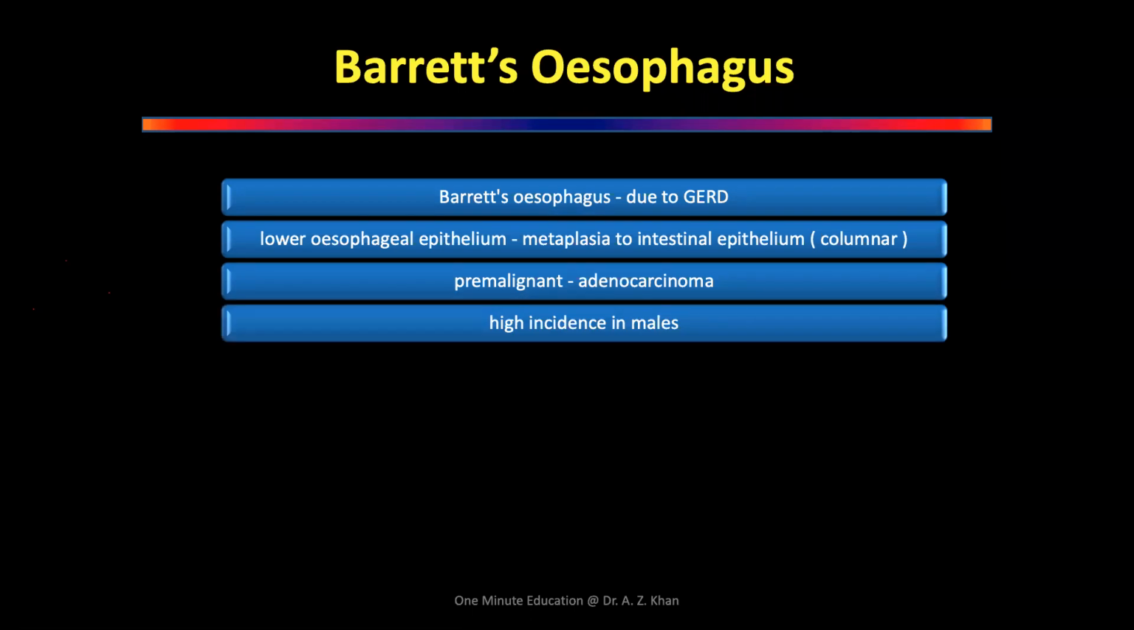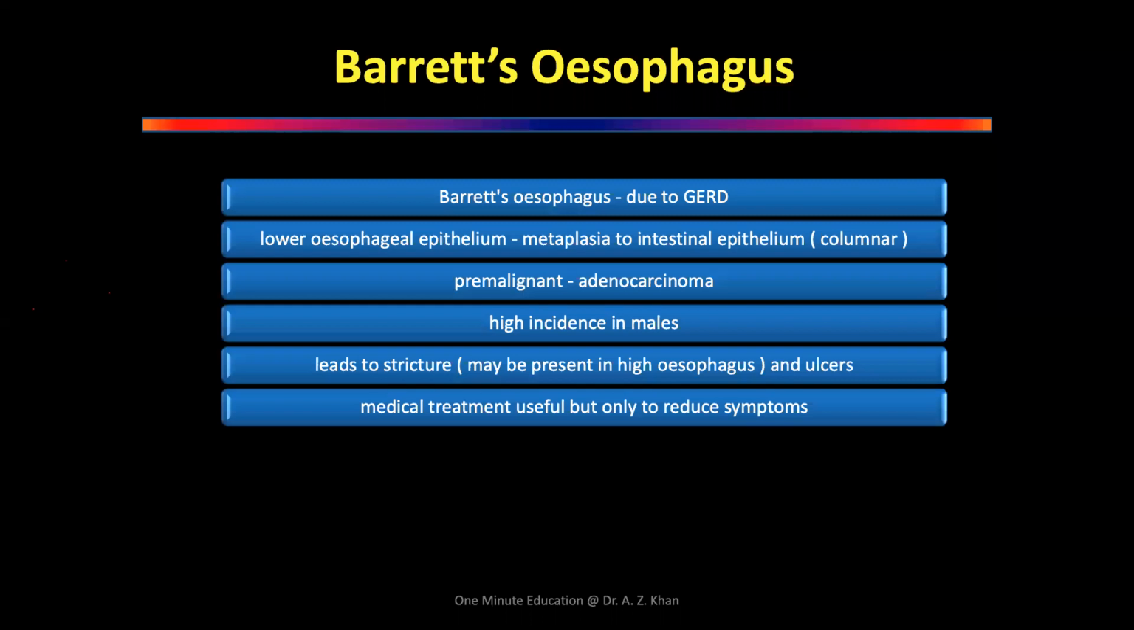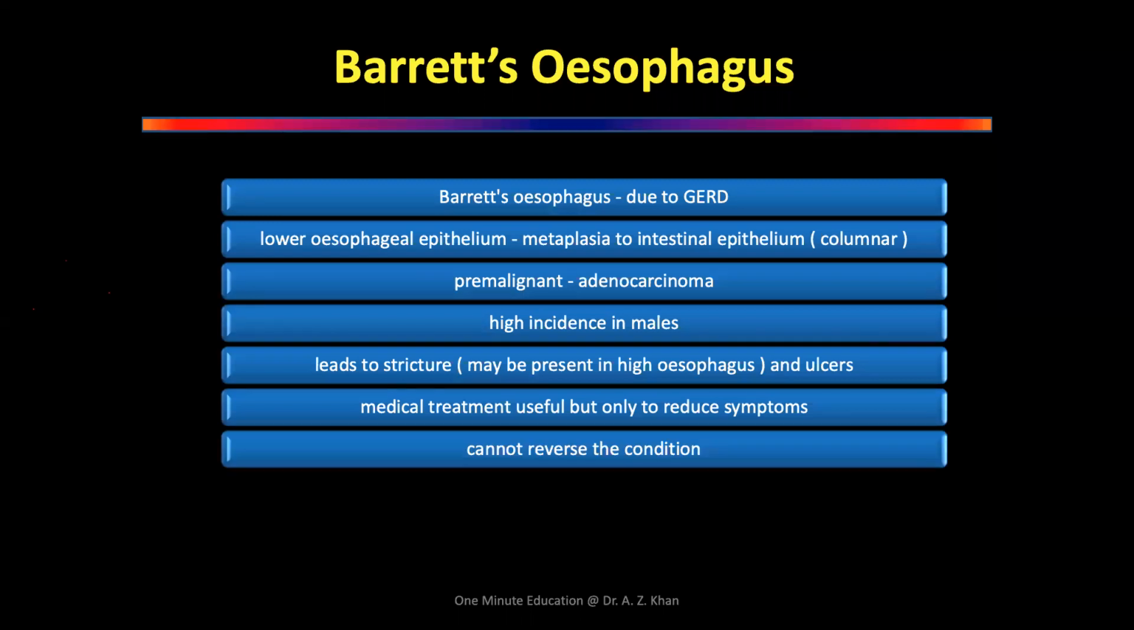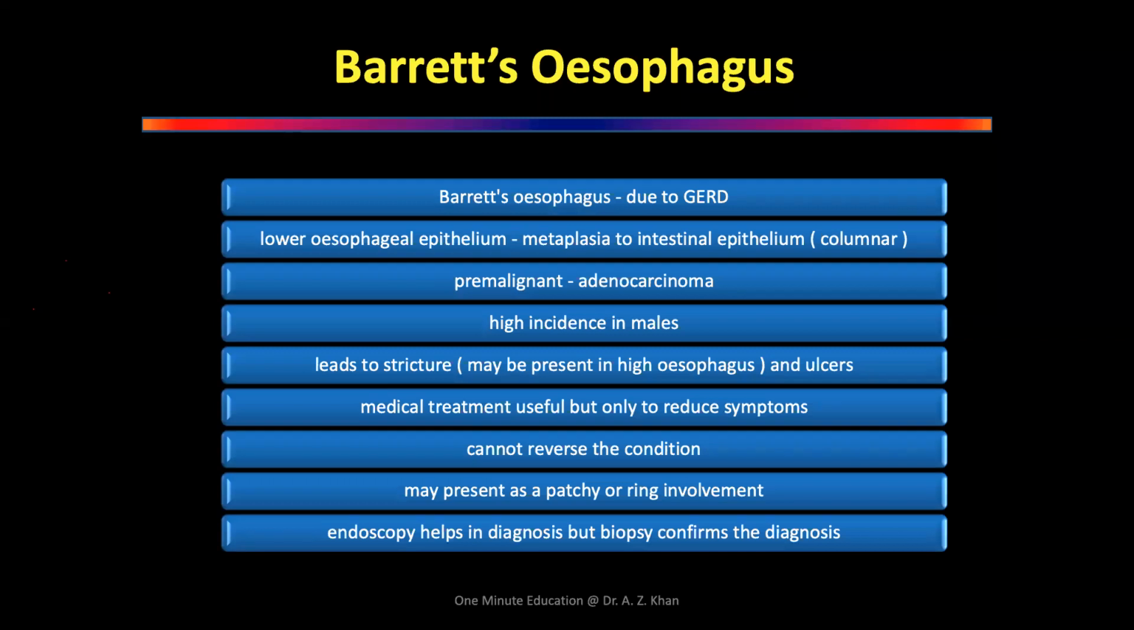It's a pre-malignant condition, usually pre-malignant to adenocarcinoma. It has high incidence in males. It may cause strictures and ulcers. Medical treatment is useful only to reduce symptoms, but cannot reverse the condition. May present as a patchy or a ring involvement. And endoscopy is the main diagnosis. Biopsy and endoscopy confirm the diagnosis.